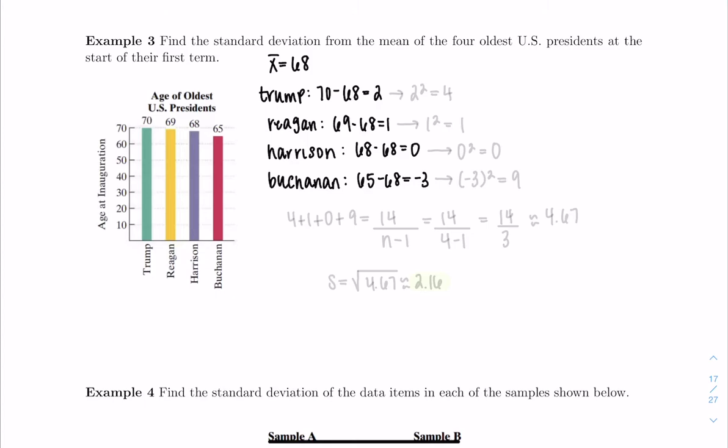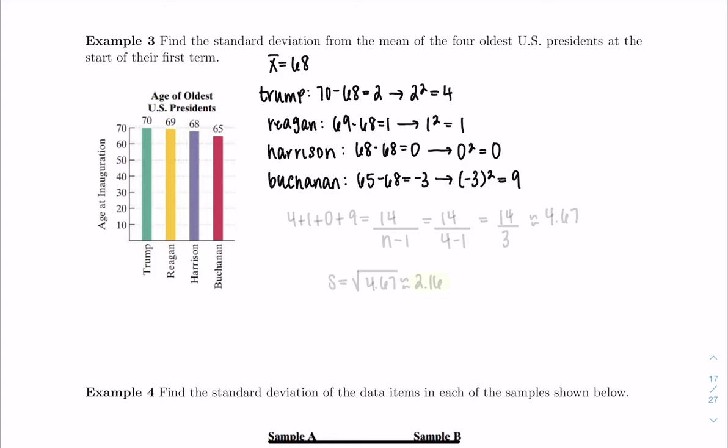So now what you do for step 3 is you're going to square those numbers that you found. So 2 squared is going to give me 4. 1 squared gives me 1. 0 squared is 0. Negative 3 squared is positive 9. And once you square each piece, then you're going to add them together.